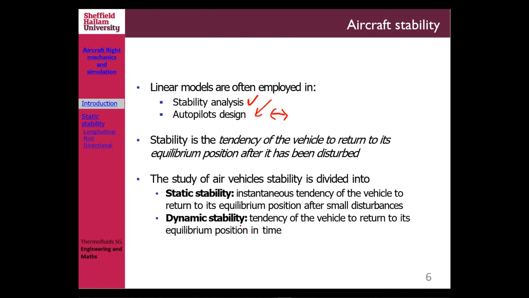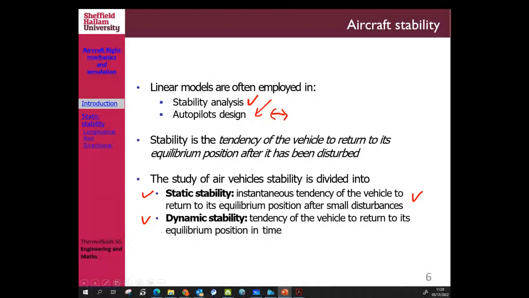Now, I mentioned once or twice that there are two types of stability which we're going to look at. These sessions are mostly about static stability. Static stability is the immediate tendency of your vehicle to return to its equilibrium position after a disturbance, right? And then when you leave it for a while, you could also look into its dynamic stability. So there are two things about stability: one is static stability, and the other is dynamic stability.